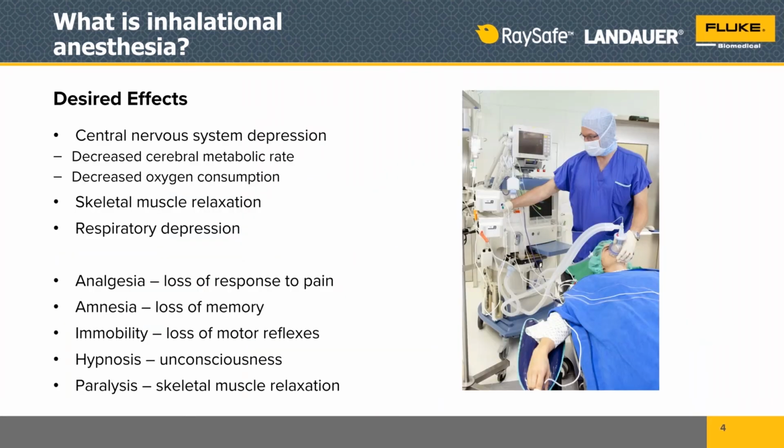When we talk about what inhalational anesthesia does, what we're trying to do is depress the central nervous system, and there's a number of effects that we want to happen. We want a loss of pain response. We want you to lose your memory of the event. We want loss of motor reflexes. We want you to be unconscious, and we want you to be paralyzed. If that is out of balance in some way, and we'll talk a little bit more about that later, you can get some very bad effects. So when we're delivering anesthesia, it's important to make sure that our gas mix and our percentage of anesthesia delivered is actually correct.